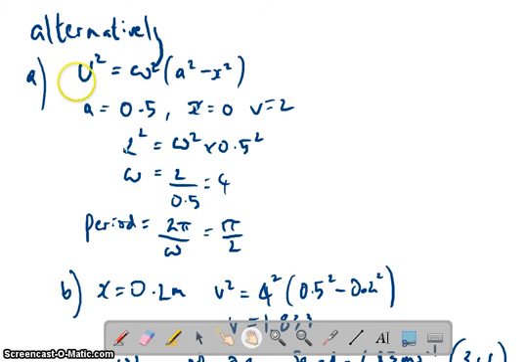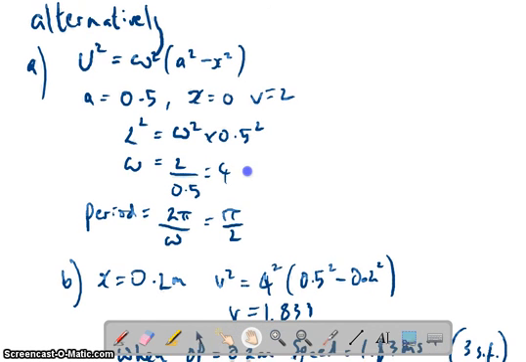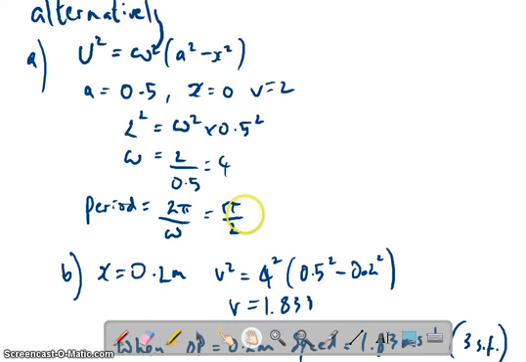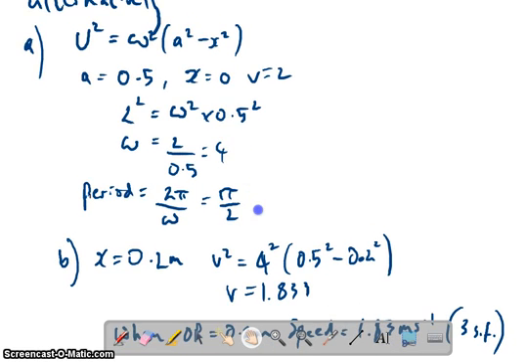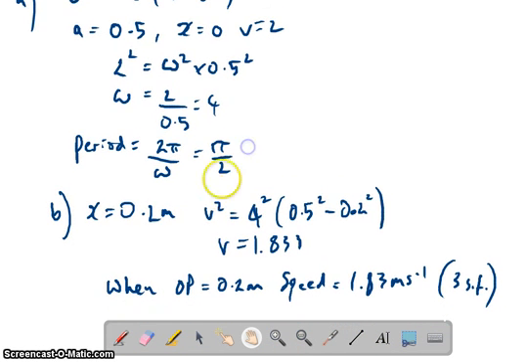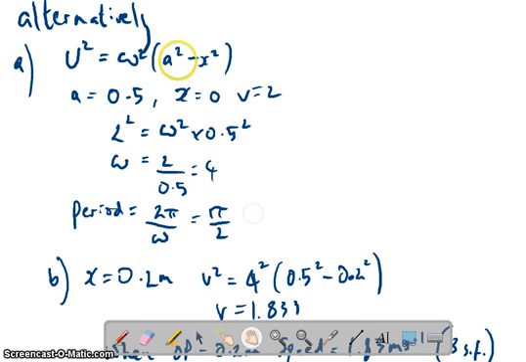Alternatively, what you can do is take that v squared is equal to omega squared times a squared minus x squared. You can substitute in your values, and you can get that omega is 4 and that the period is pi over 2, and then you can repeat this process.